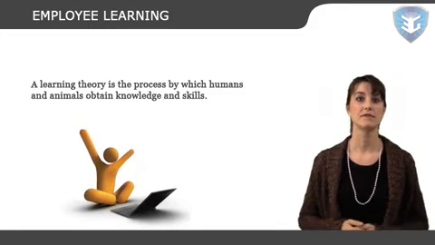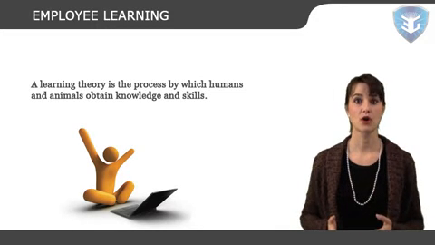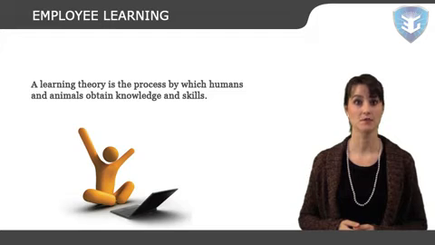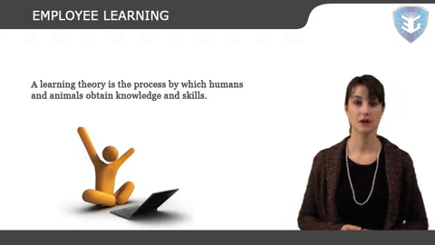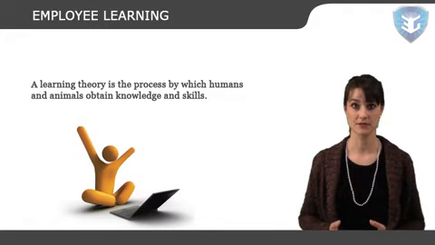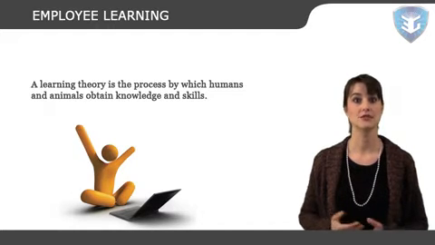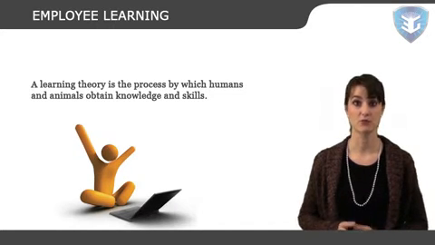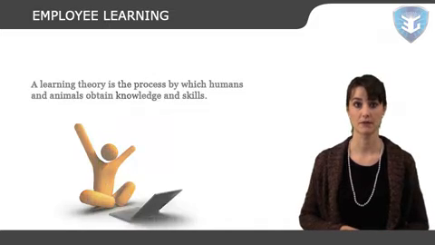Let's start with a brief introduction to employee learning. A learning theory is the process by which humans and animals obtain knowledge and skills. The three basic categories used to classify learning theories include behaviorism, cognitivism, and constructivism. The wide range of different learning theories is a result of the common variables present when learning is taking place, such as age, emotional state, and learning environment.